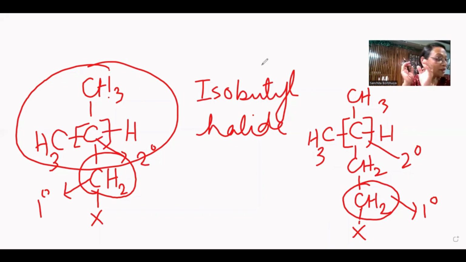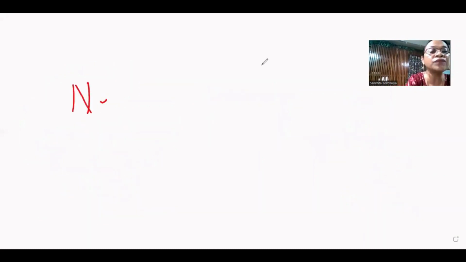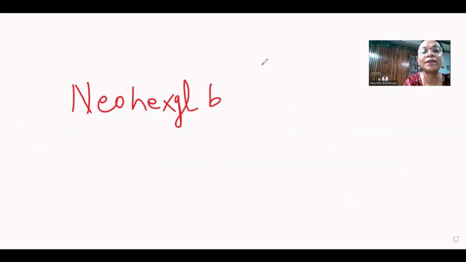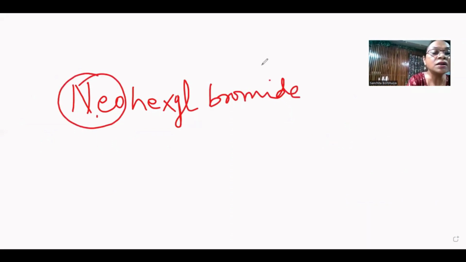Right, so I have explained a few monohalogen derivatives. Now you can try a few variations. Okay, before winding up these monohalogen derivatives, let me ask you to make the structure of neohexyl bromide. So what did I teach you right now? Neo is a 4-degree carbon, make it 4-degree.